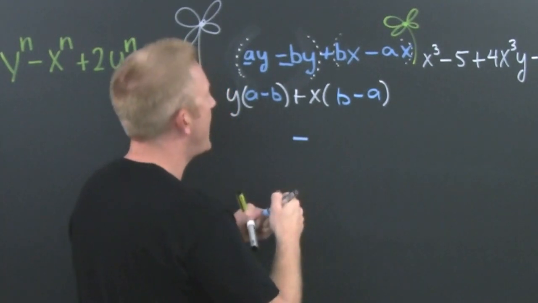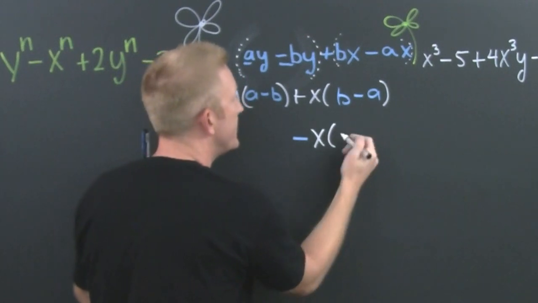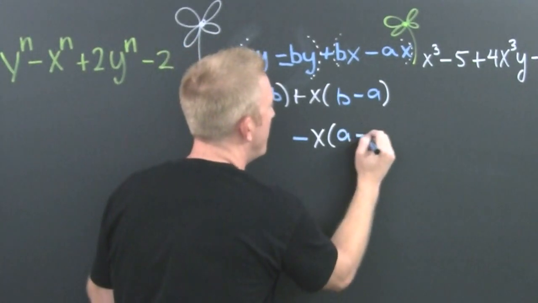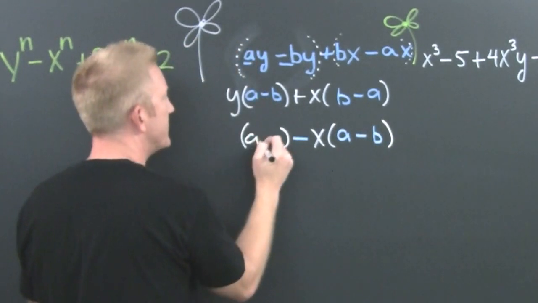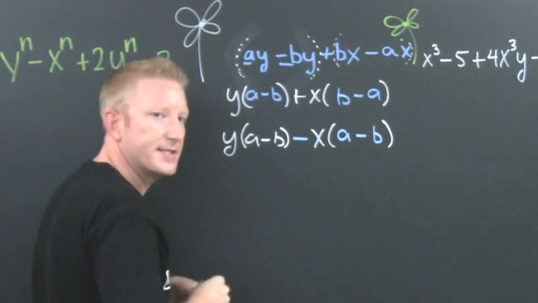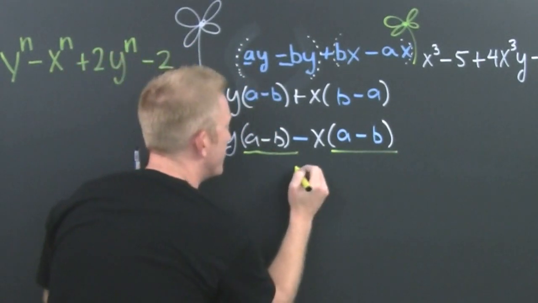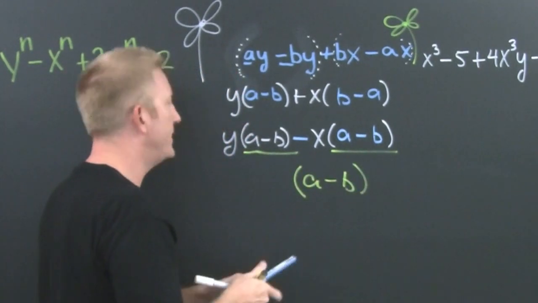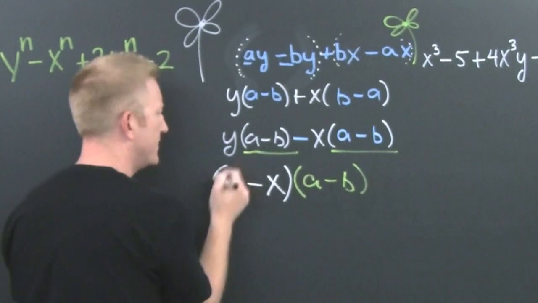I pull that minus outside this term, and then on the inside, the flipping negative changes the order. So then we'll write that as A minus B. So here we can see that we do have that common factor, A minus B, with that y on the outside. So, boom, I have my common factor, and I can pull it out front or pull it out back. It's your preference. So then this is A minus B, and in here we're going to have the leftovers. This is y minus x. Very nice.